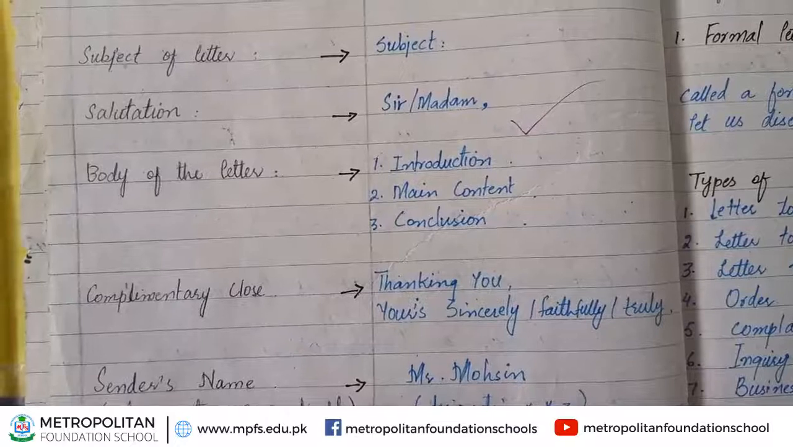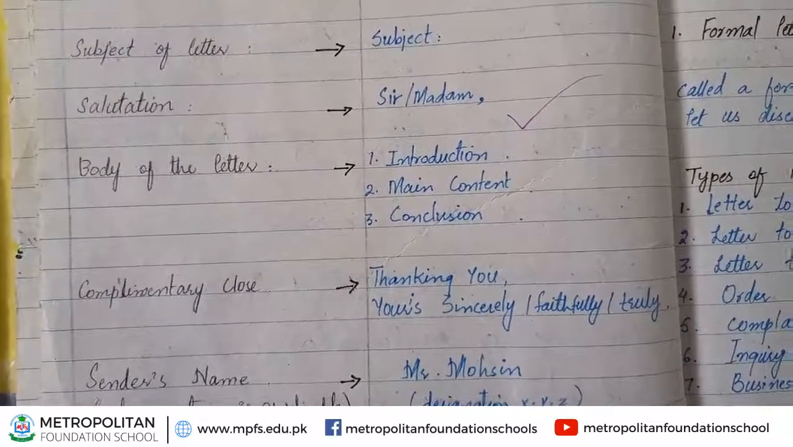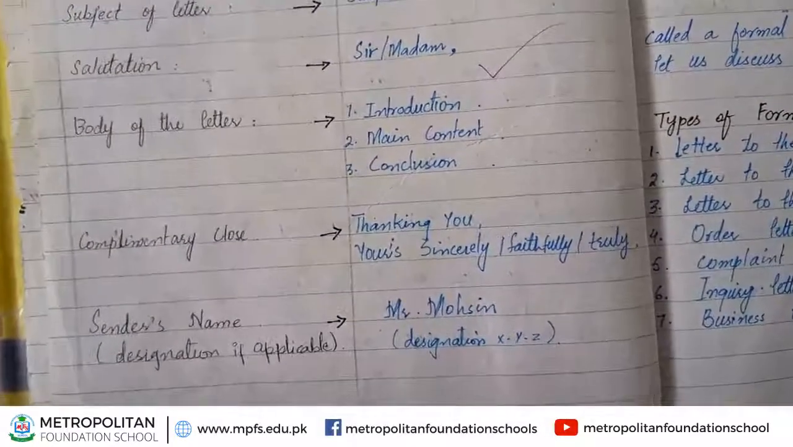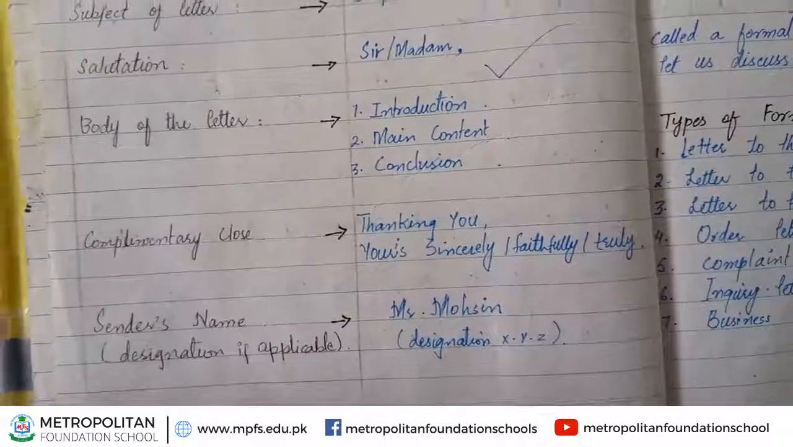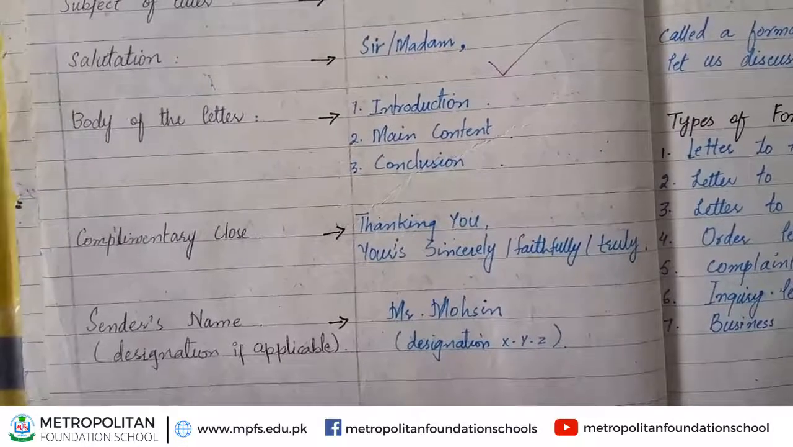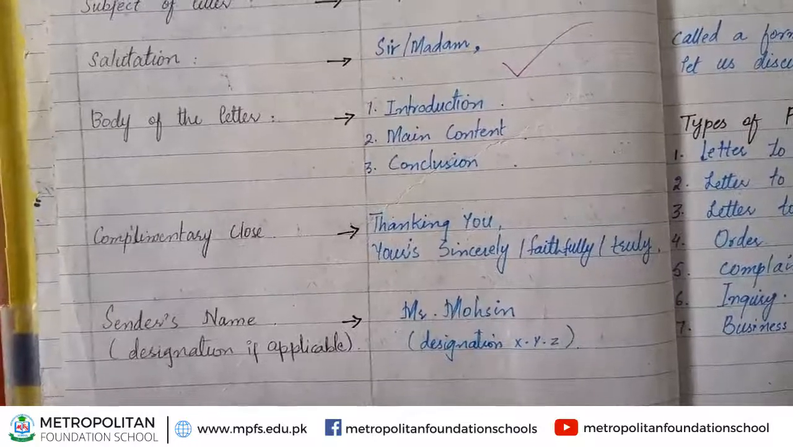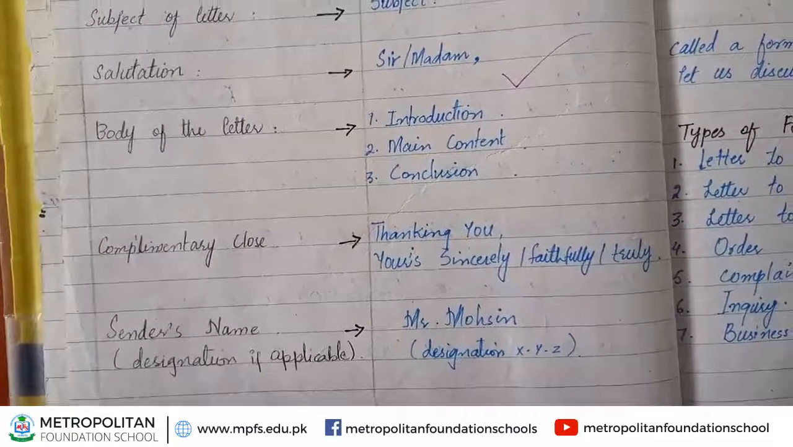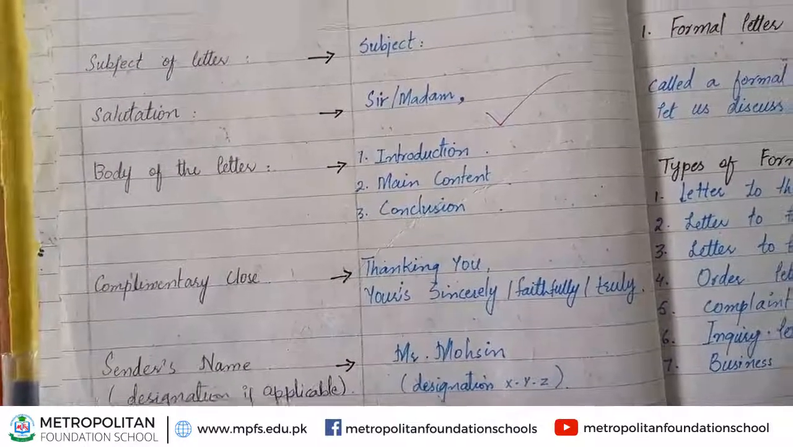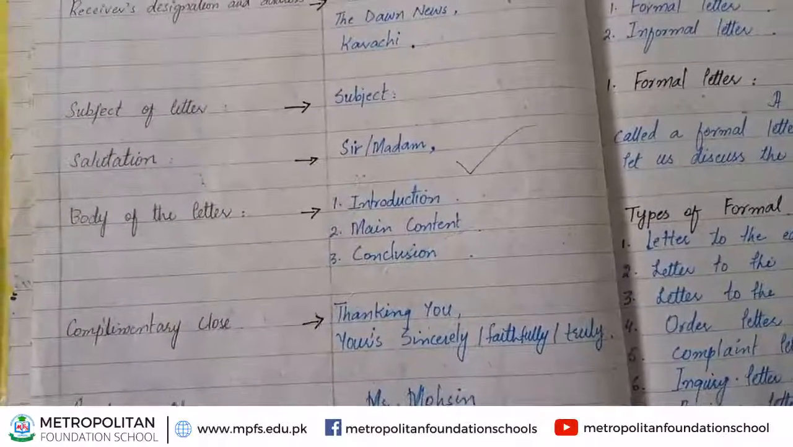The complementary clause will be thanking you, yours sincerely, faithfully, truly. And after completing the complementary clause, we are near to closing the letter. We will use the sender's name like Mohsin, for example, and the designation if applicable, designation XYZ, whatever you are going to use. So this is the formation of a letter, and this is the way of letter writing.